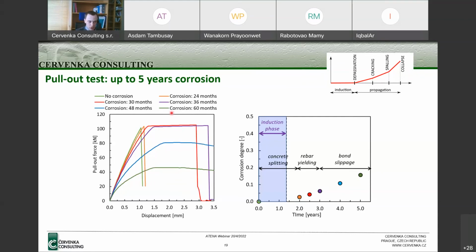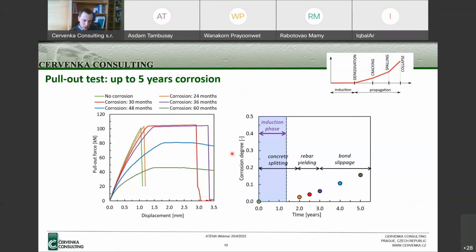And after that, if the corrosion takes longer, we can see that the bond becomes the weakest link in the system, and reinforcement slippage occurs. This example was chosen to demonstrate these three types of failure mechanism. They are all very, very close together. So if some reinforcement corrosion occurs, we can easily skip from one mode to another.